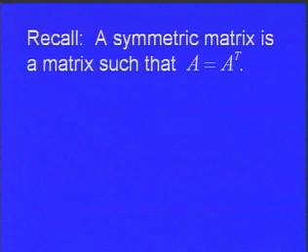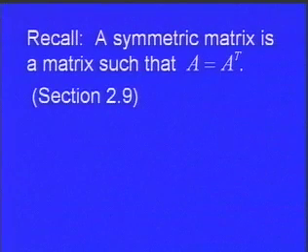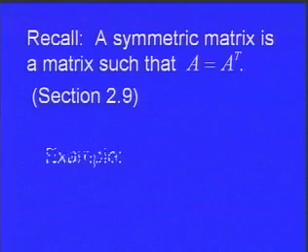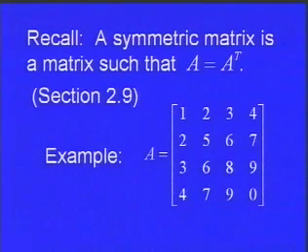All right, recall that a symmetric matrix is a matrix such that A is equal to A transpose. That was from section 2.9, if that doesn't seem familiar. For example, if you have A, the first row is 1, 2, 3, 4. Second row, 2, 5, 6, 7. Third row, 3, 6, 8, 9. Fourth row, 4, 7, 9, 0.